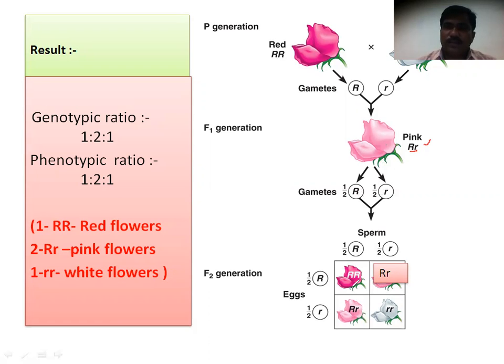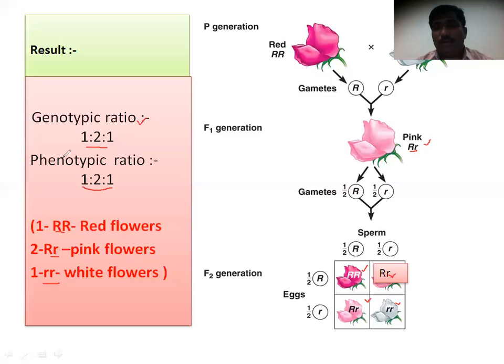In the F2 generation, individuals are formed: one is a red flower, two are pink flowers, and one is a white flower. Here, capital R denotes the red flower, capital R small r denotes the pink flower, and small r denotes the white flower. So the genotypic ratio is 1:2:1, and the phenotypic ratio is 1:2:1. RR for the red flower, Rr for the pink flower, and rr for the white flower.